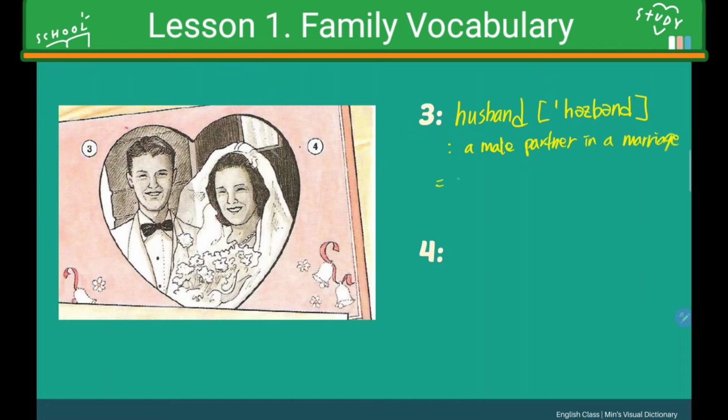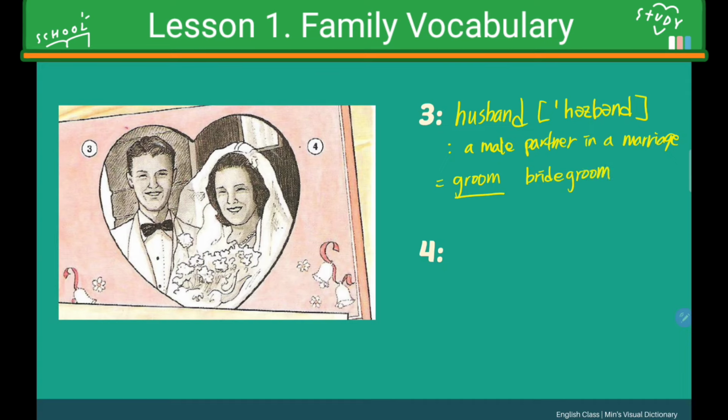Or in technical terms, we use the word groom. Groom. But this word, we only use it in a wedding. So you don't say, oh, this is my groom. You don't say that. When you introduce your male partner, you go, this is my husband, okay? But the word groom is a short version. The real version is bridegroom.